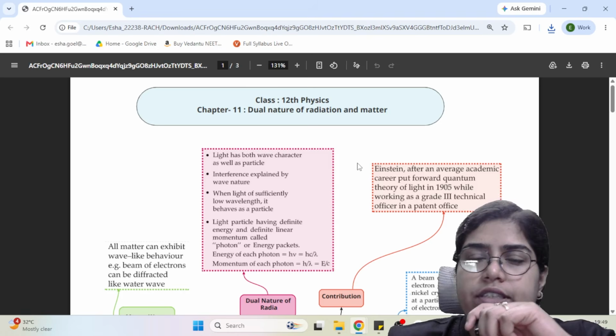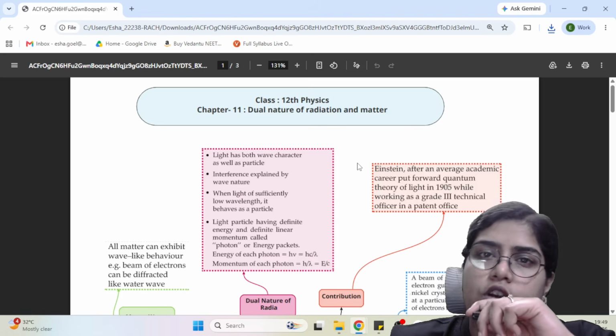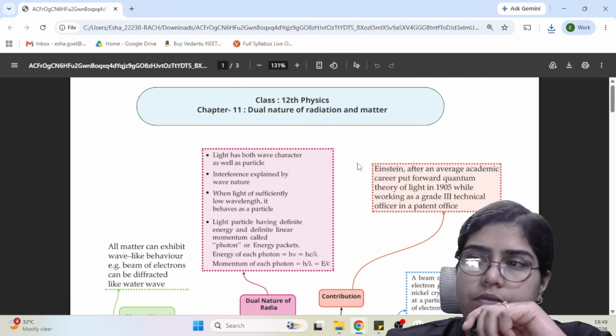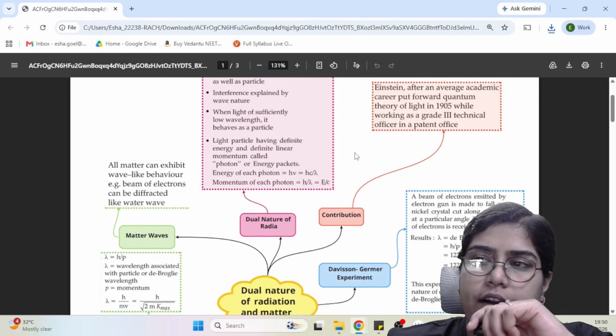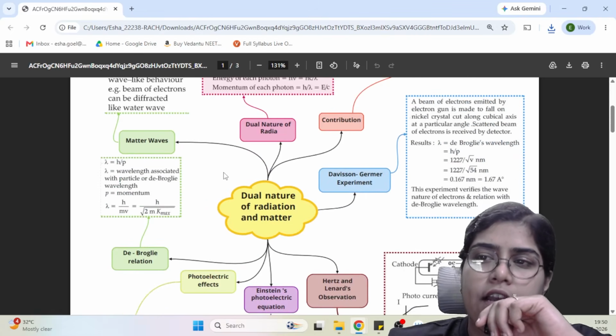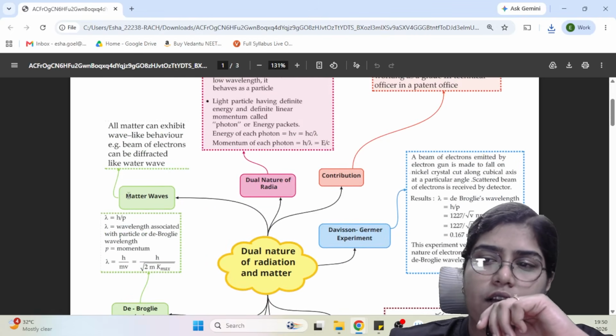So you know, modern physics has three chapters: dual nature of matter, atoms, and nuclei. So quickly we will go through the most important formulas for these three chapters. In dual nature of radiation and matter, as you can see on the screen, the first important thing is matter waves.